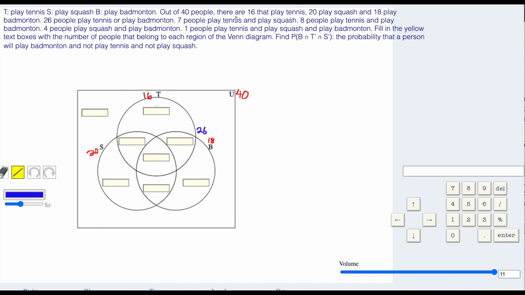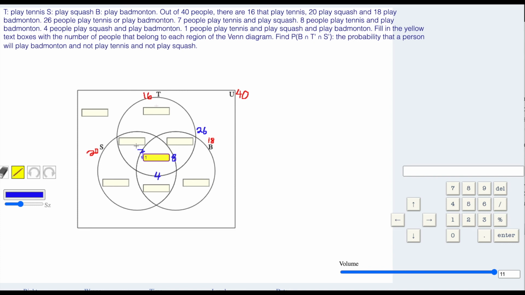7 people play tennis and play squash. Tennis and squash is this region here. I'm just going to put a 7 on the border of this area and this area. That's my 7. 8 people play tennis and play badminton. Tennis and badminton are these two little regions here. I'm going to put 8 right there on the border. 4 people play squash and play badminton. Squash and badminton. I'm going to put a little 4 right there on that border. Then 1 person plays tennis and squash and badminton. That means the central region. It's in all 3 circles. I'm going to put a 1 here.